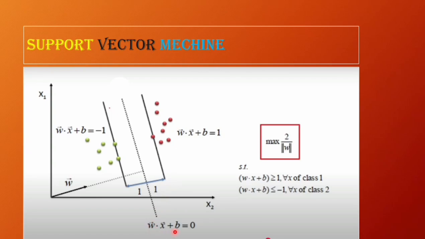Along with that, this line is w into x plus b equals 0. This is the equation of the hyperplane, and w into x plus b equals 1 is the equation of the positive hyperplane. Similarly, the negative hyperplane equation is w into x plus b equals -1. And we have to calculate the margin of linear SVM, that is 2 upon the magnitude of w.